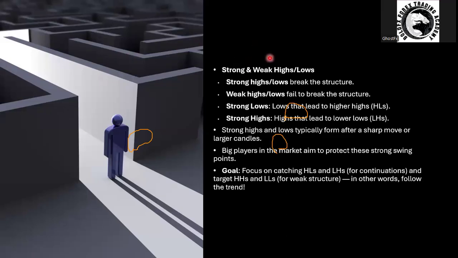Strong and weak highs or lows. Strong highs or lows break the structure. Weak highs or lows fail to break structure. Strong lows are lows that lead to higher highs. Strong highs are highs that lead to lower lows. Strong highs and lows typically form after a sharp move or large candles. Big players in the market aim to protect these strong swing points.